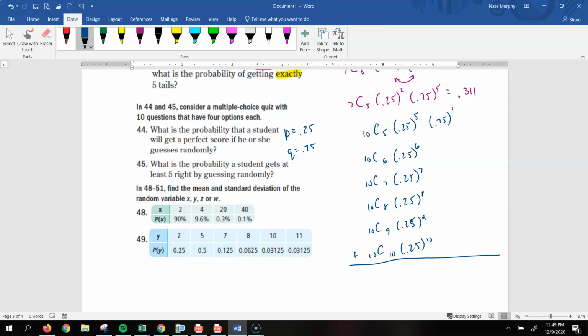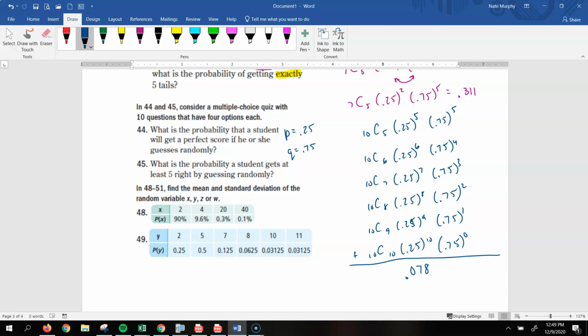So for the probability of a failure, this would be 5, this would be 4, this would be 3, because again, these two exponents should add up to 10, because that's how many questions there are on the quiz. So we can put that one in as 0.75 to the 0 power just to keep up with the pattern. But when you add all these together, you end up getting your final answer of 0.078.